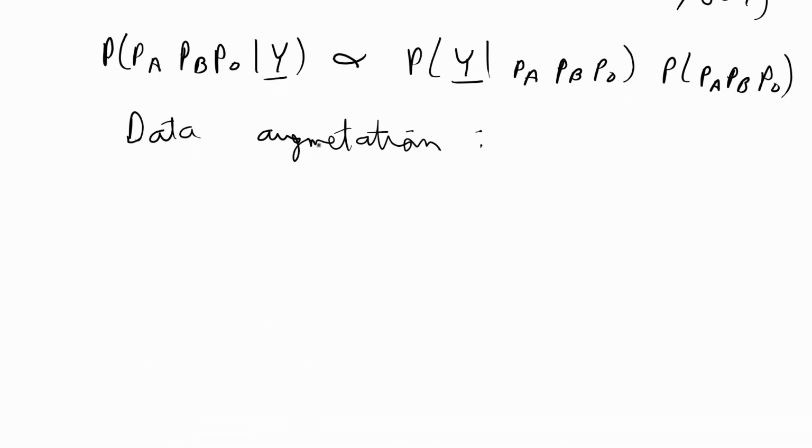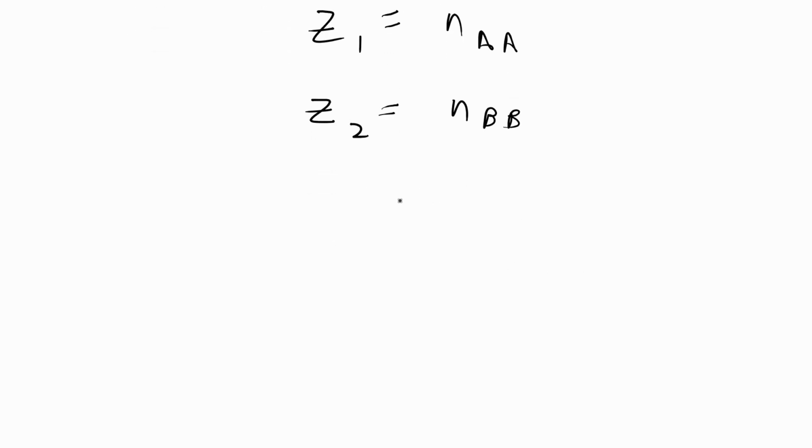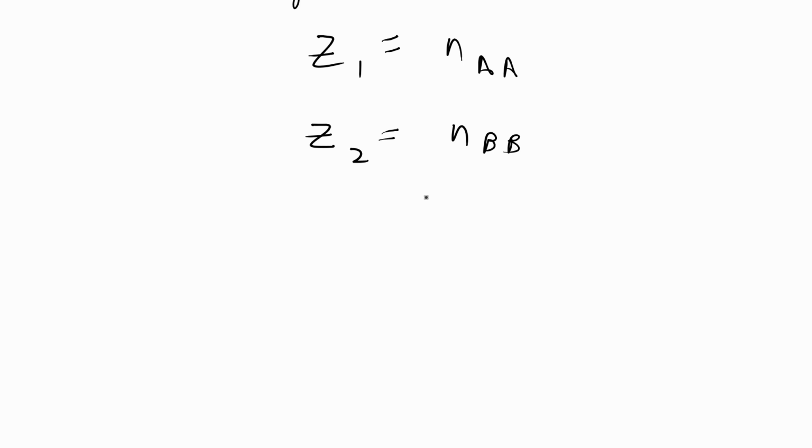And so with data augmentation, what you do is you create latent variables for your, quote unquote, missing data. So I'm going to define Z1 as my first latent variable, and I'm going to estimate that, and that's going to be an estimate of the number of people who have AA genotype. And I'm going to do the same thing for the observed phenotype B. So I'm going to say Z2 is going to be an estimate of the people who are BB. Using these latent variables and estimating these values, I can then plug it in to my posterior distribution and basically augment the posterior distribution, augment the likelihood, and then I will be able to form a conjugate prior.